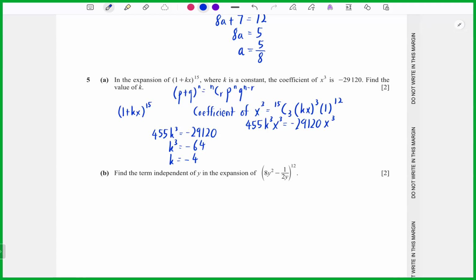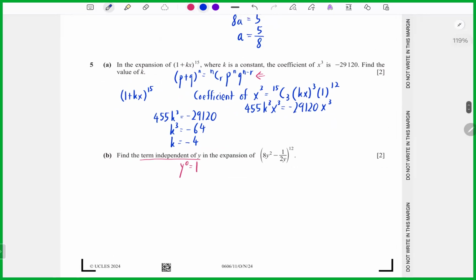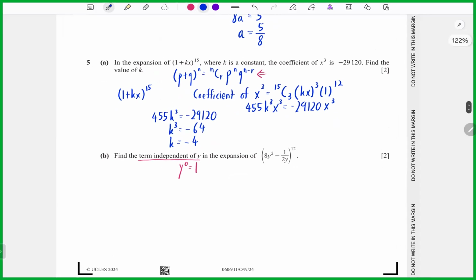Find the term independent of y in the expansion of (8y squared minus 1 over 2y) power 12. When I say the keyword term independent of y, it means y power 0. So how do you find it? We also apply this same formula here again, because we need to know y power 0.